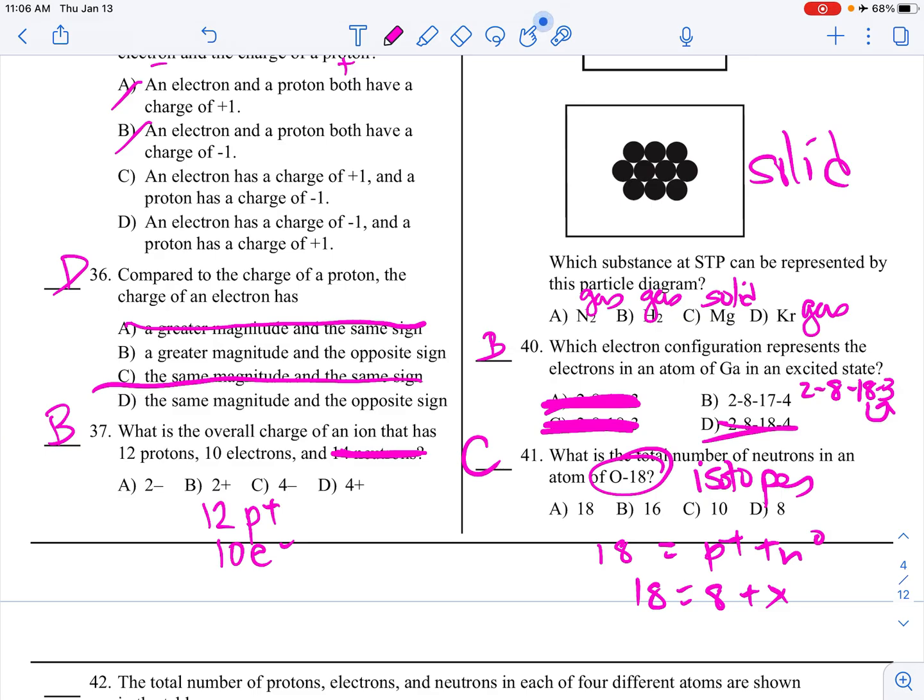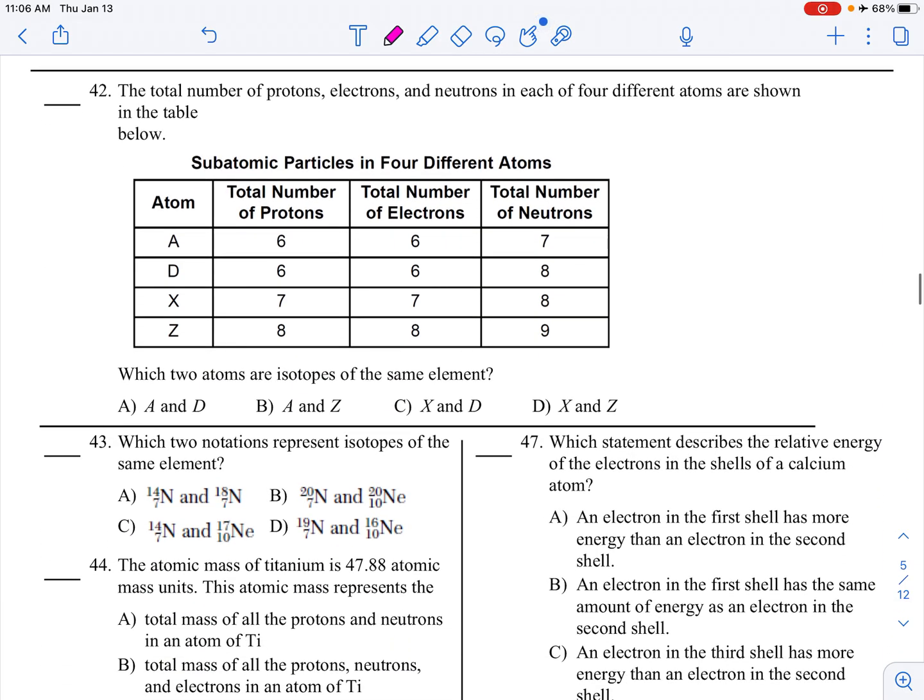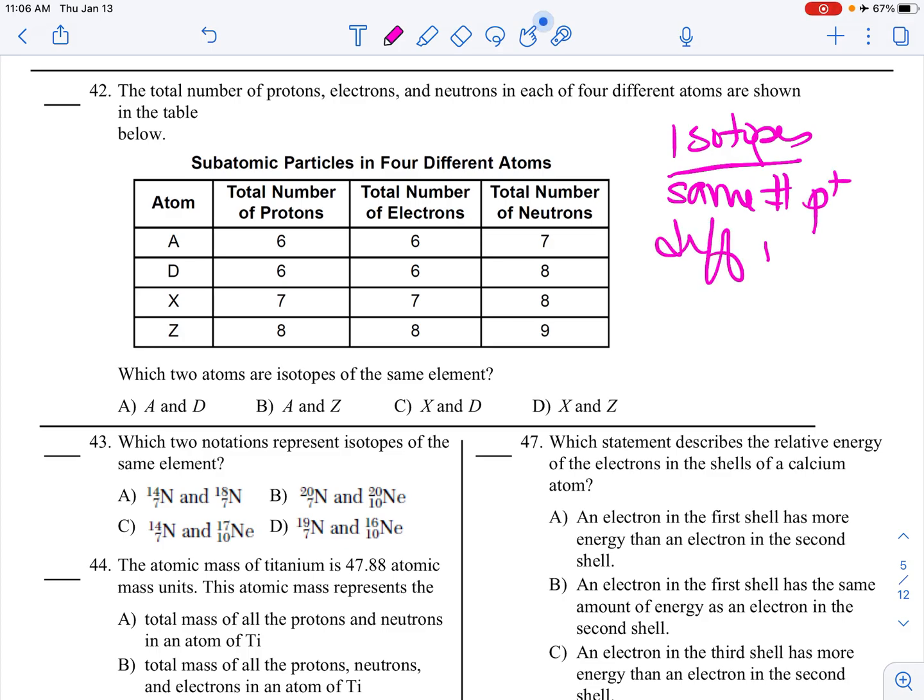All right. So here we go. Number 42, the total number of protons, electrons, and neutrons in each of the 4 different atoms are shown below, which are isotopes. So let's define them. Isotopes: same number of protons, different neutrons. And since you have different neutrons, your mass is different. But it doesn't talk about mass here.